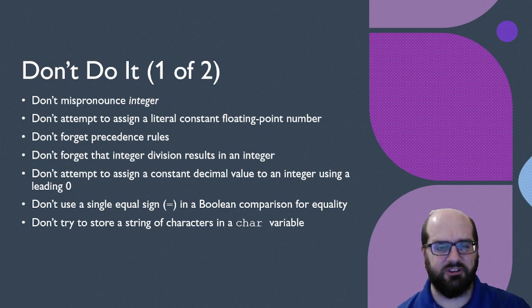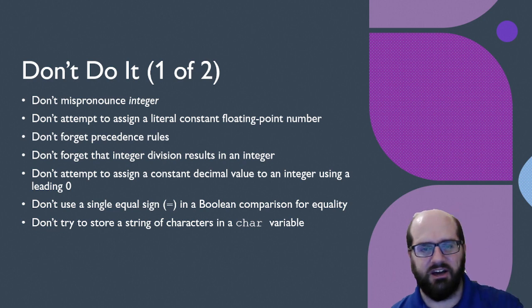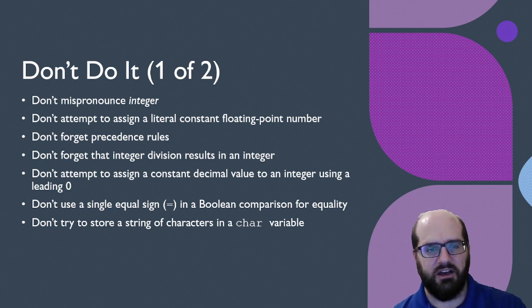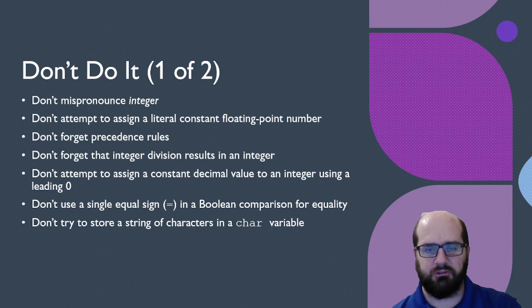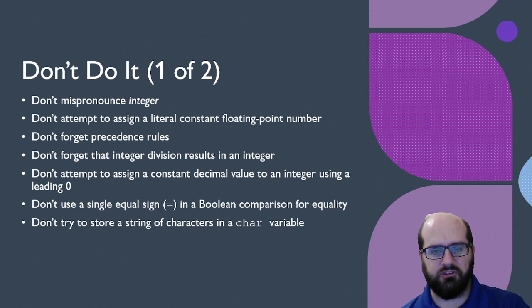Don't forget precedence rules, so make sure you're following the order of operations. Don't forget that the integer division results in an integer, so 5 divided by 2 is going to be 2, not 2.5. Don't attempt to assign a constable decimal value to an integer using leading parentheses. So don't use a single equal sign in a Boolean comparison for equality.